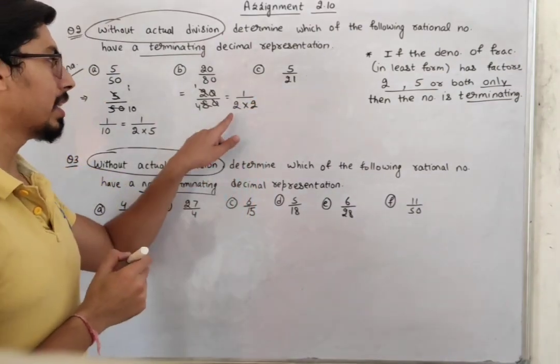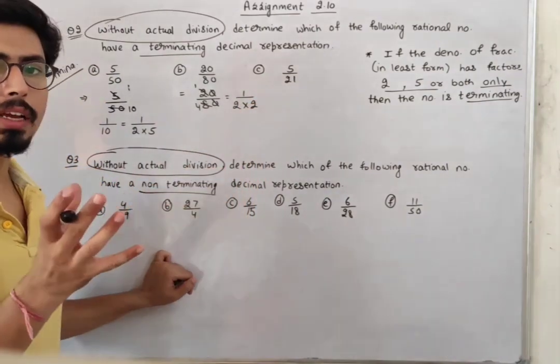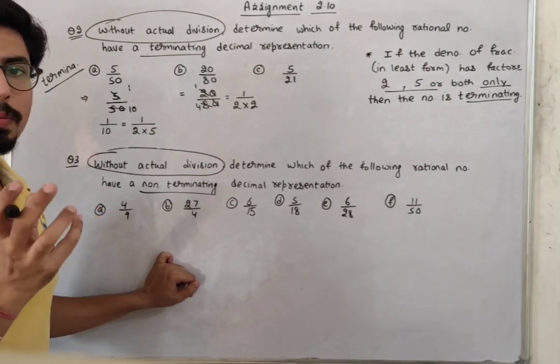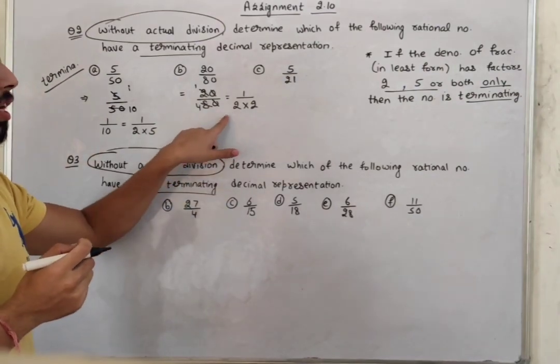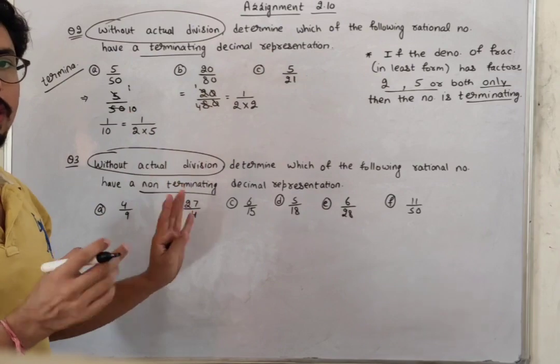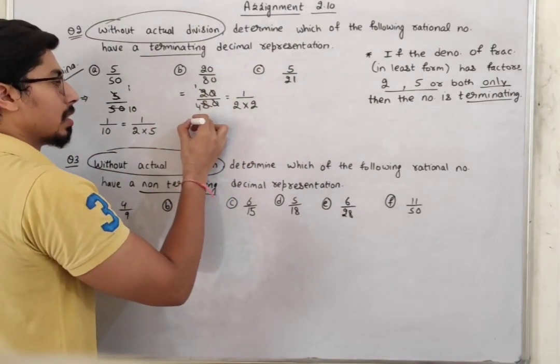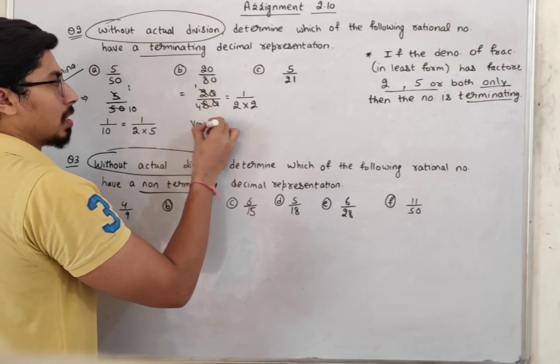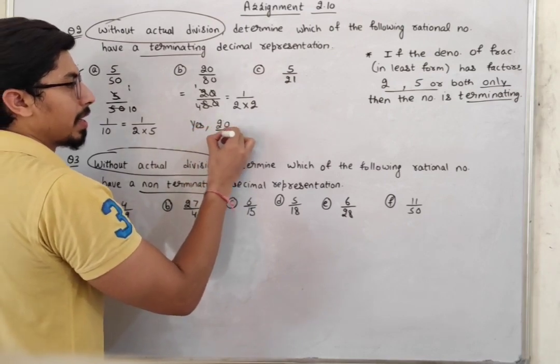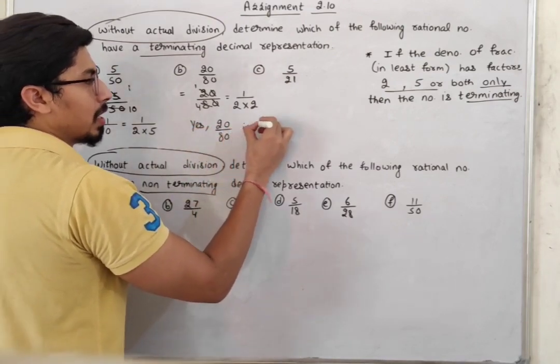Okay. So see, in the denominator we have only 2 as the prime factor. So yes, no other number is there in the denominator. So yes, 20 by 80 is terminating.